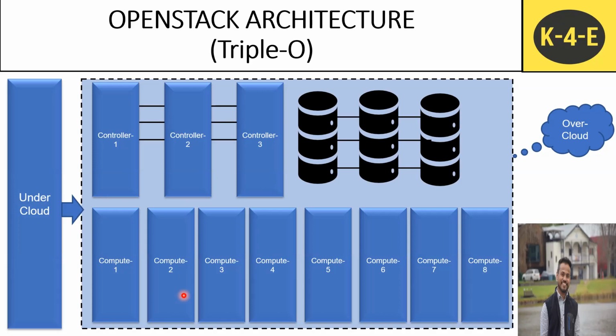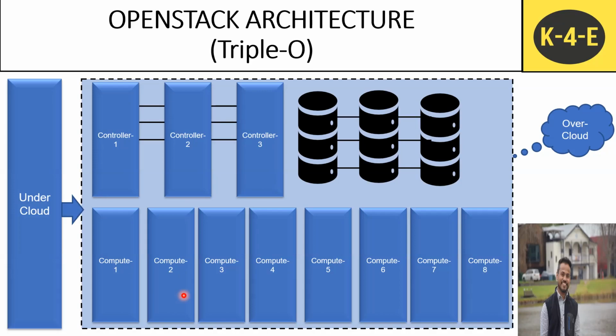Therefore, you have a three node cluster. When you have a three node cluster, at any point of time one controller can be down, but two controllers cannot go down. When one controller goes down, you have two nodes and you still have a voting concept, and these two are going to decide.